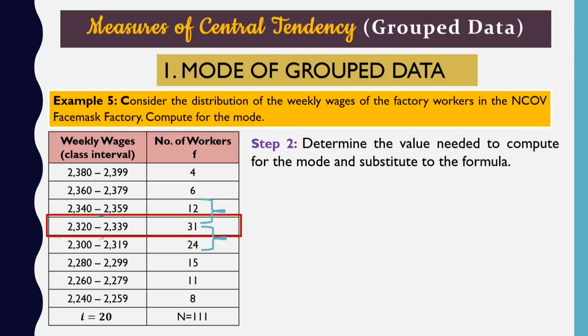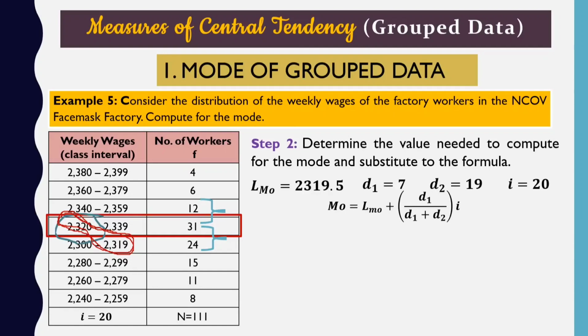Substitute all of those values to our formula. Oh, by the way, we need the value of the exact lower limit of our modal class. How did we obtain 2319.5? We obtained that by getting the average of these two numbers, the lower limit and then the upper limit of the interval below the modal class. Okay, we substitute all of those values.